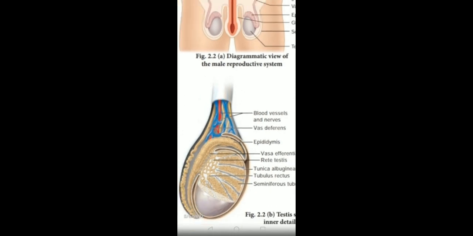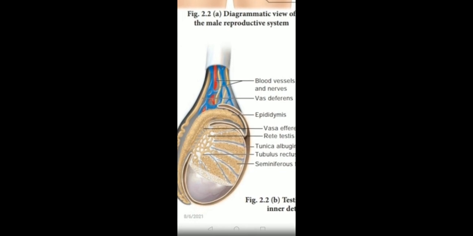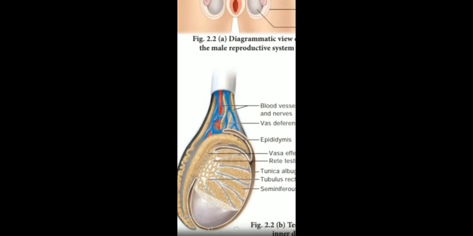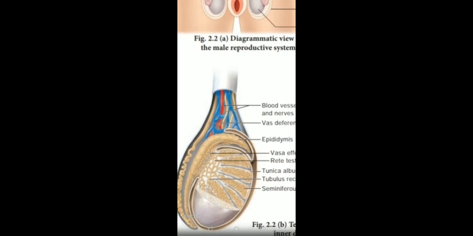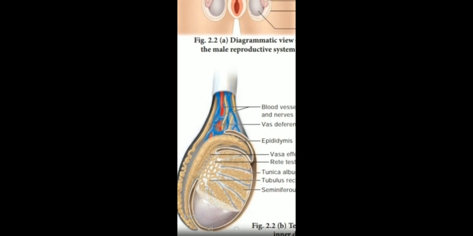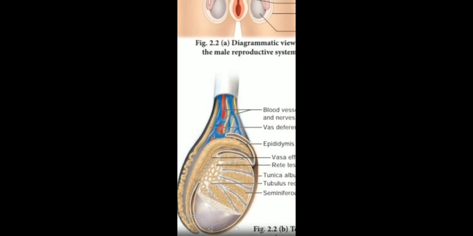The epididymis is a single highly coiled tube. You can see here, these parts are called the epididymis. It is a single highly coiled tube that temporarily stores the spermatozoa. The sperms are temporarily stored in it. Once stored temporarily in the epididymis, they undergo physiological maturation, and acquire increased motility.